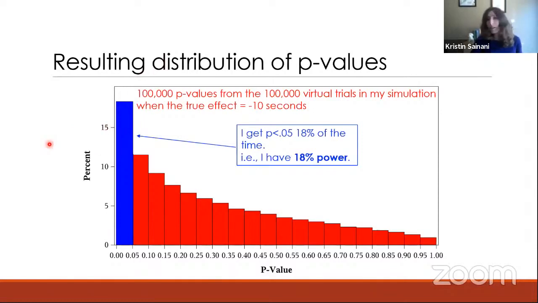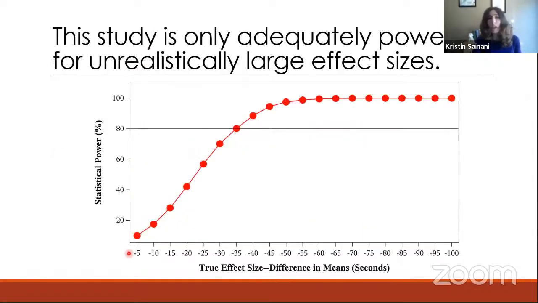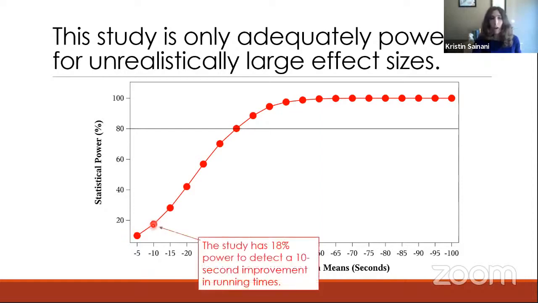All right, just for fun, since I've got this simulation set up, the next thing I did was to change the simulation such that I had different true effect sizes. I'm altering the true effect size from -5 seconds, a 5-second improvement in running times, all the way up to a 100-second difference between the groups. And I calculated my power in each of these simulations by looking at how often I correctly rejected the null hypothesis, that is, getting p-values under 0.05 if I'm using an alpha level of 5%. We already saw that if it's a 10-second improvement in running times, I only have an 18% chance of detecting that.